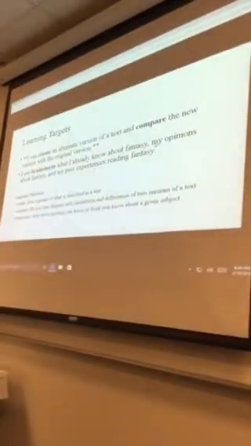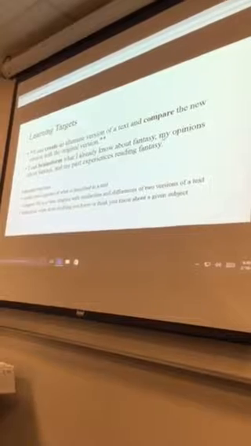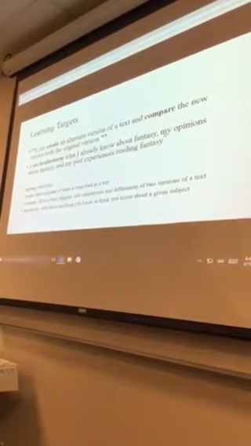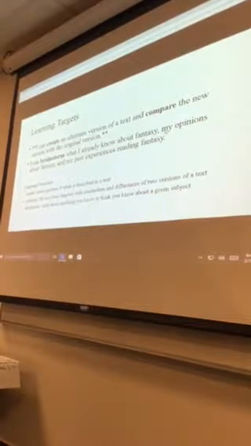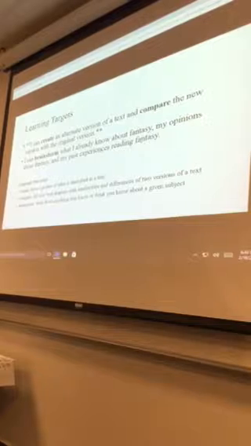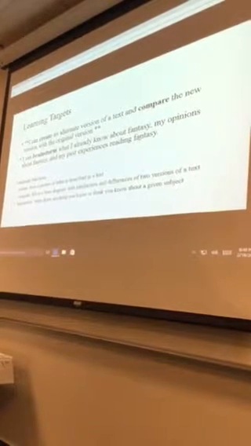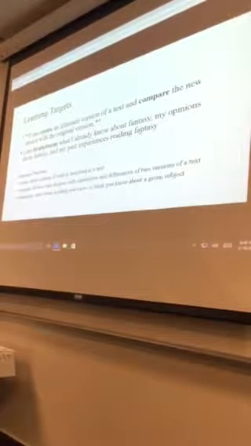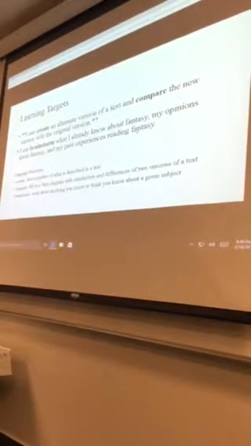Okay, so today our learning targets are, I can create an alternate version of a text and compare the new version with the original version. And for this lesson, create means draw a picture, and compare means fill in a Venn diagram. And we won't get to the second learning target, but it is, I can brainstorm what I already know about fantasy, my opinions about fantasy, and my past experiences reading fantasy.